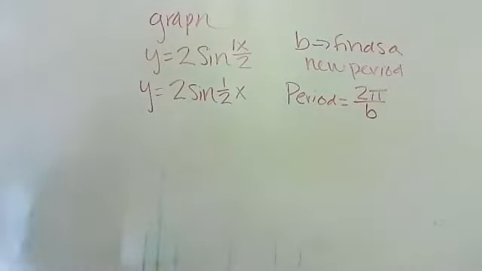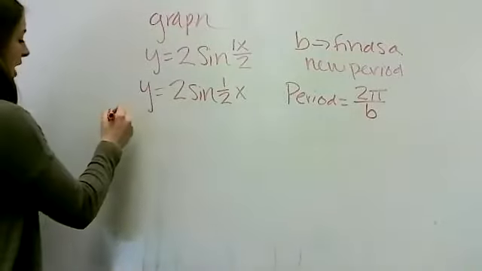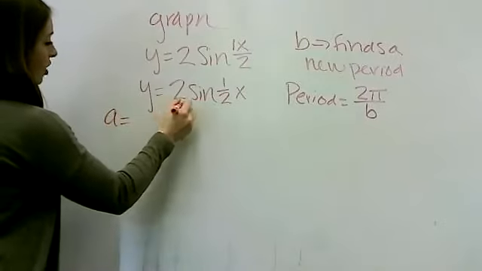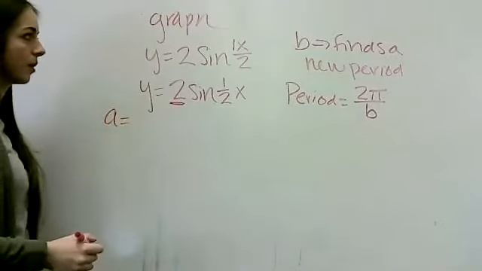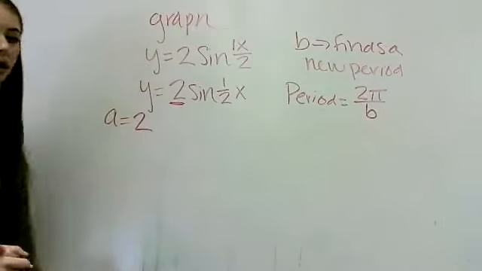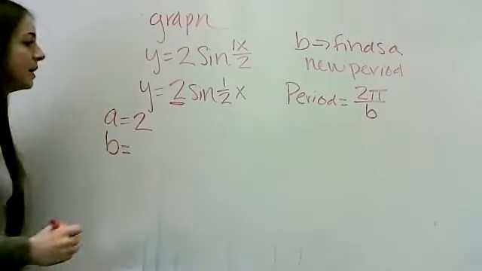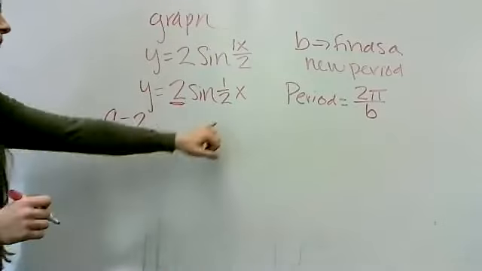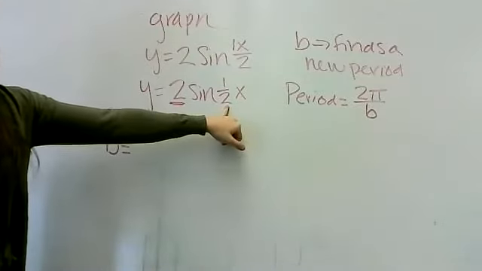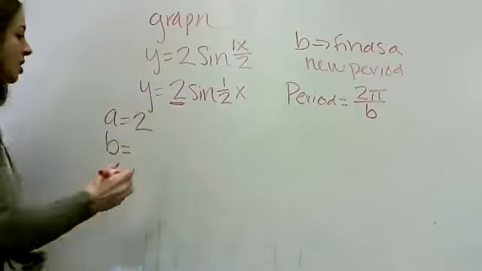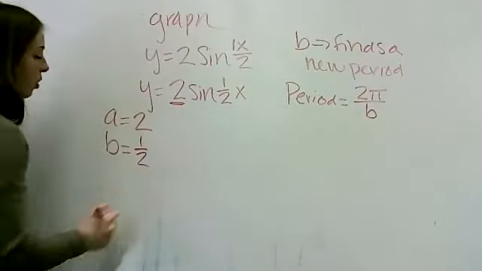Okay, awesome. So now we can go ahead and say, what's my a value? A value is what comes first, right? So a value is 2. Then we say, well, let's identify our b value. What's our b value here? That is what's directly in front of the x. So our b value is 1/2.